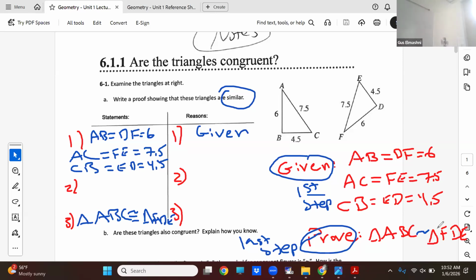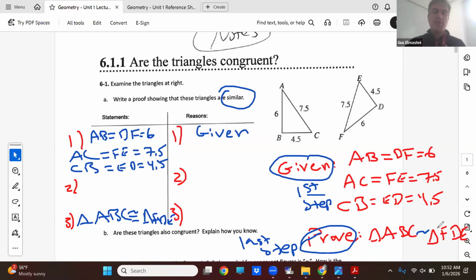Because once you know AB equals DF, and this equals this, and this equals this, of course you're going to say that they're congruent. Of course you are. But I didn't read the instructions carefully. That's my fault. We're trying to prove these are similar. So if we're trying to prove they're similar, then we do need to prove that the ratios are the same.